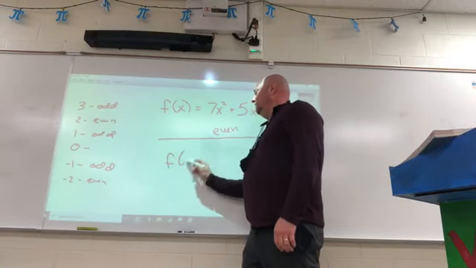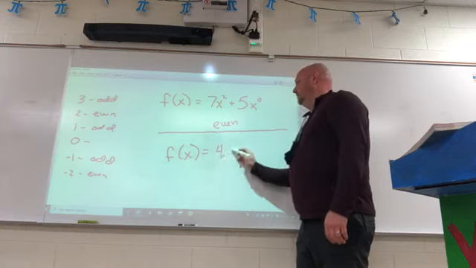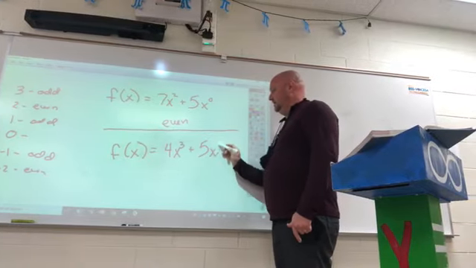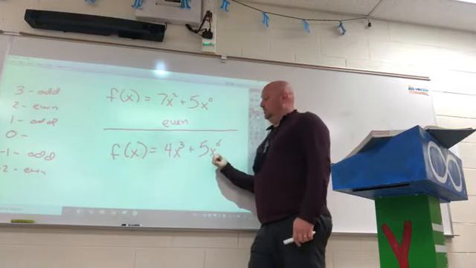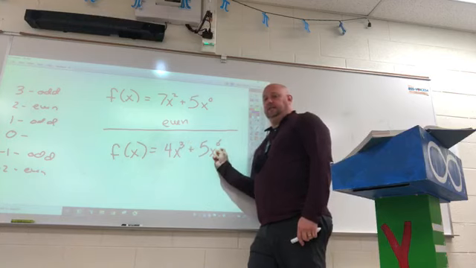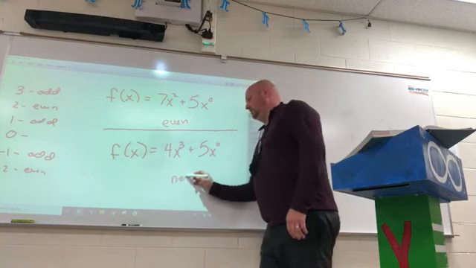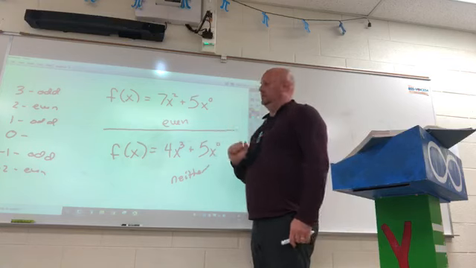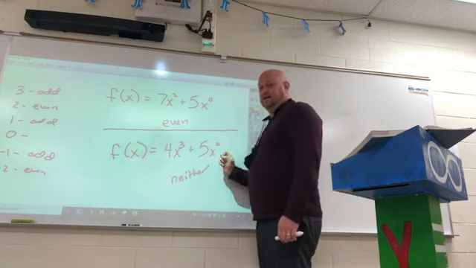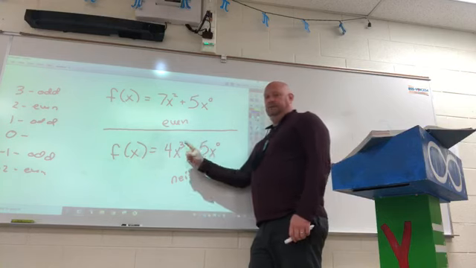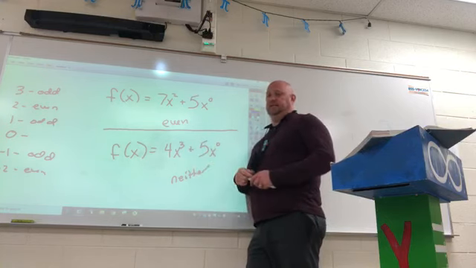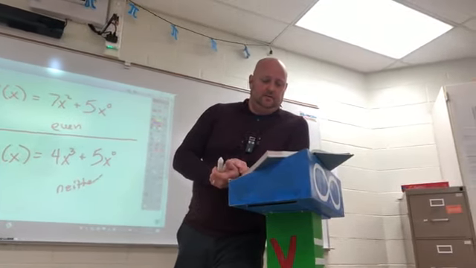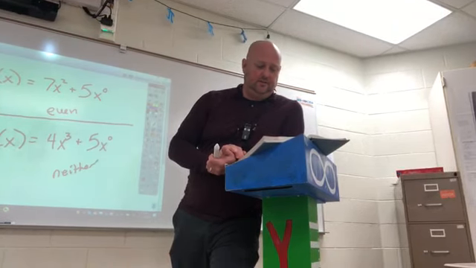If it said something like f of x is equal to 4x to the third plus 5, well, now that 5, again, is the same thing as x to the 0 power, because that'd be 1. I have an odd and an even. This would be neither. If all your exponents are even, it's an even function. If all of your exponents are odd, it'll end up being an odd function. If you have some odd and some even, neither. Make sense? Let me know if you have any questions on those. The rest of this is just going to be symmetry, okay?